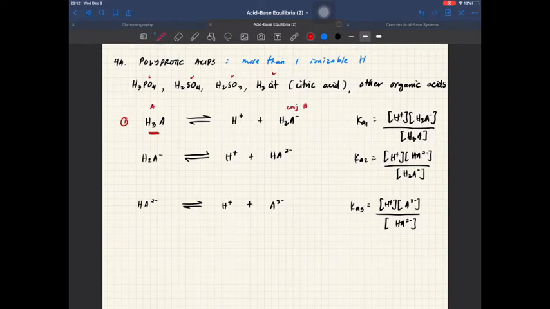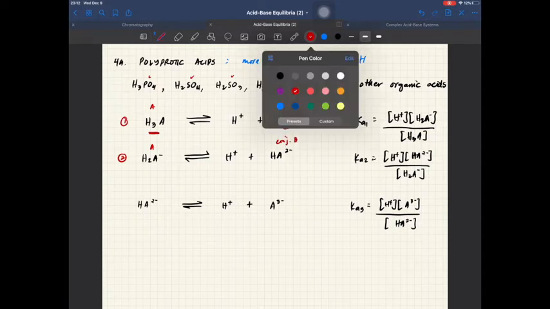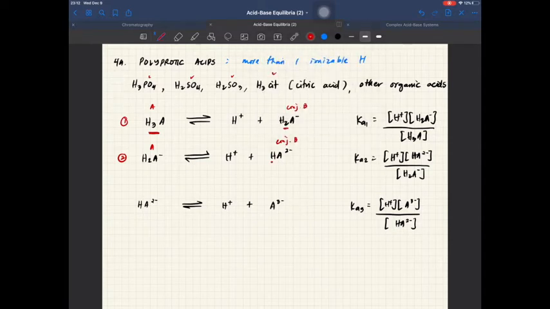Okay, the second ionization is that of the conjugate base. The conjugate base in this context becomes the acid, which ionizes to hydrogen ion and HA2 minus. So this one becomes the conjugate base. This species still has another ionizable hydrogen. So this can further ionize: HA2 minus will produce another H plus and A3 minus, and that is the final ionization. So this one is the final conjugate base.